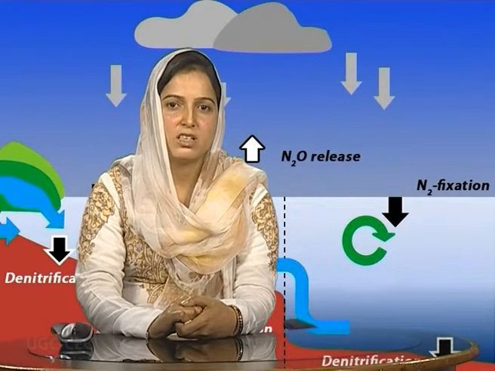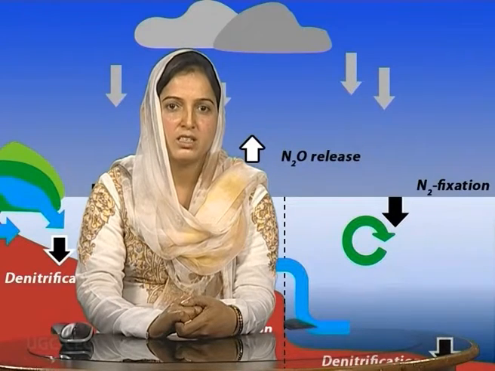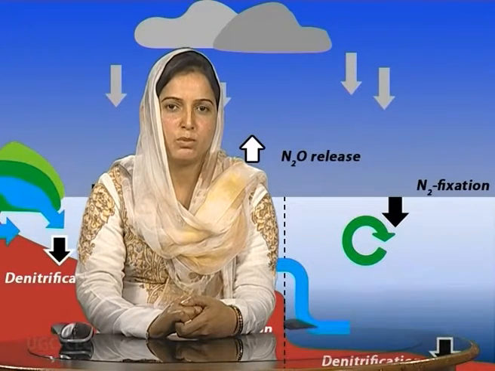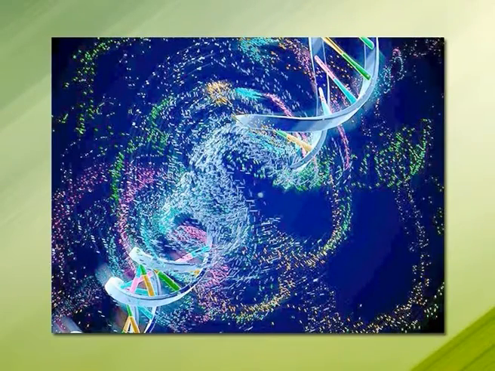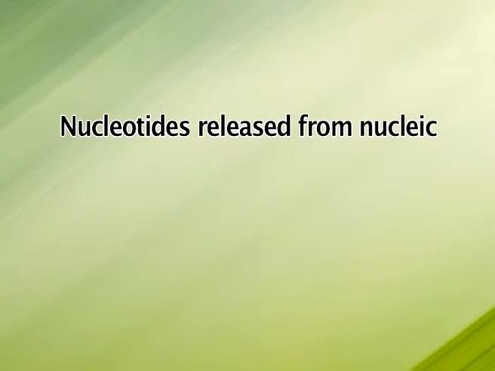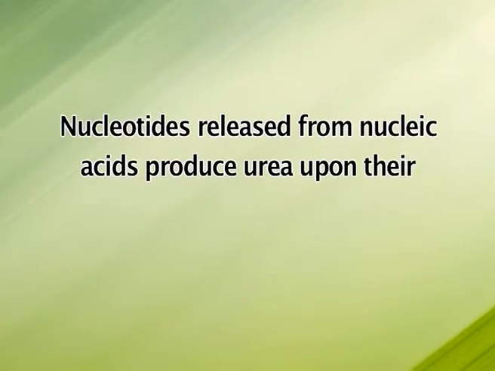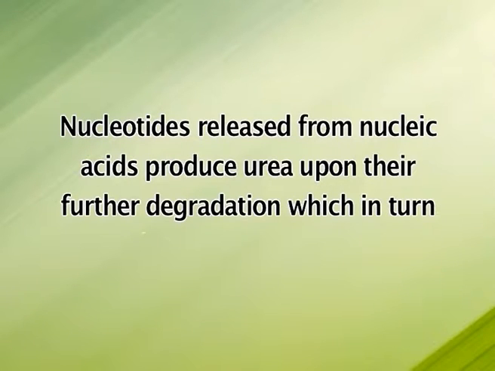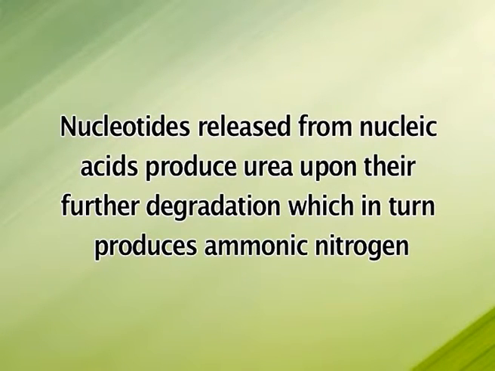These subunits may be used as building blocks for synthesizing bacterial proteins or may be mineralized to release ammonia. Carbon skeletons are usually kept intact and used in building biomass. Nucleic acids in the soil are acted upon by nucleases, which may either attack the nucleic acid chain at its ends or in the middle. Nucleotides released from nucleic acids produce urea upon their degradation, which in turn produces ammonium nitrogen.